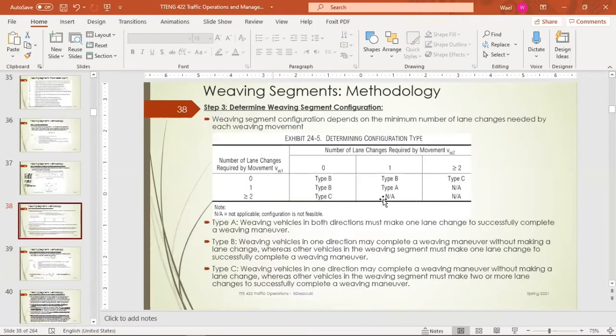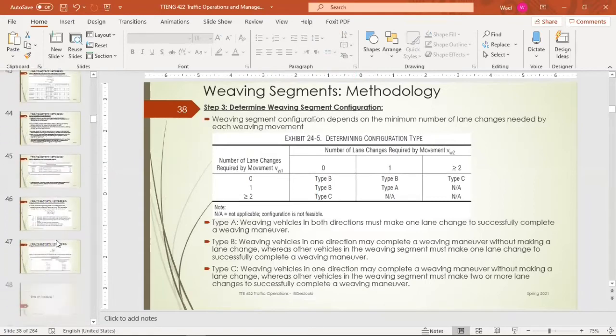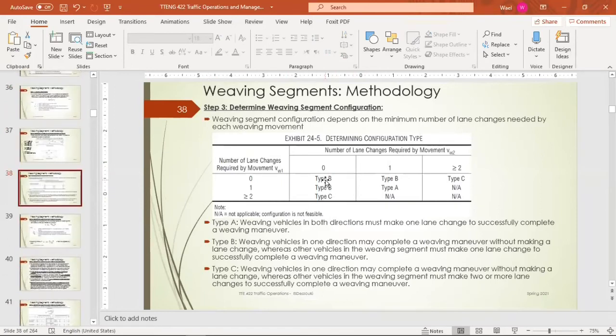Then we go to this one, determine the weaving segment configuration. There are different configurations, depending on how many lanes the drivers need to shift in order to make the weaving. If there is no lane shift, then it's type B. If there is one lane shift in one direction only, then still type B. If it's one lane shift from one direction and one lane shift from another direction, it's type A. If it has greater than two lane shifts in one direction, then it's type C.